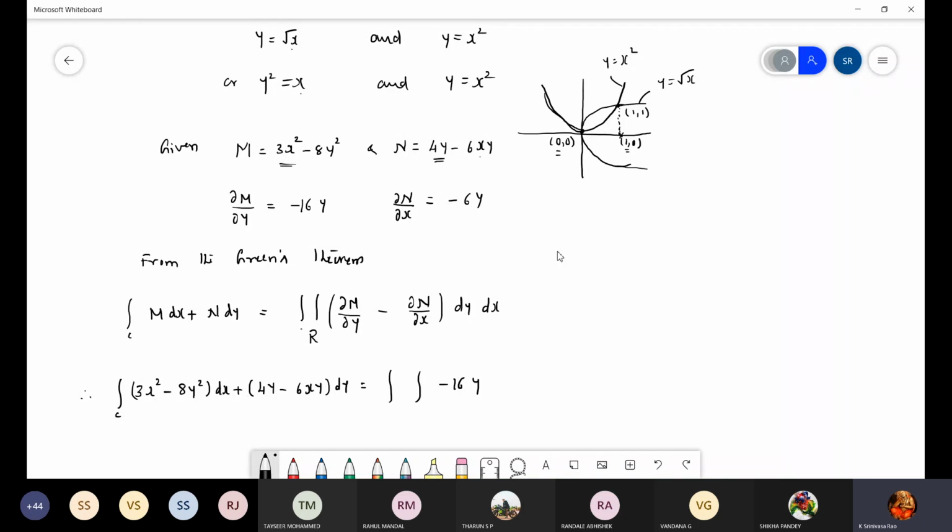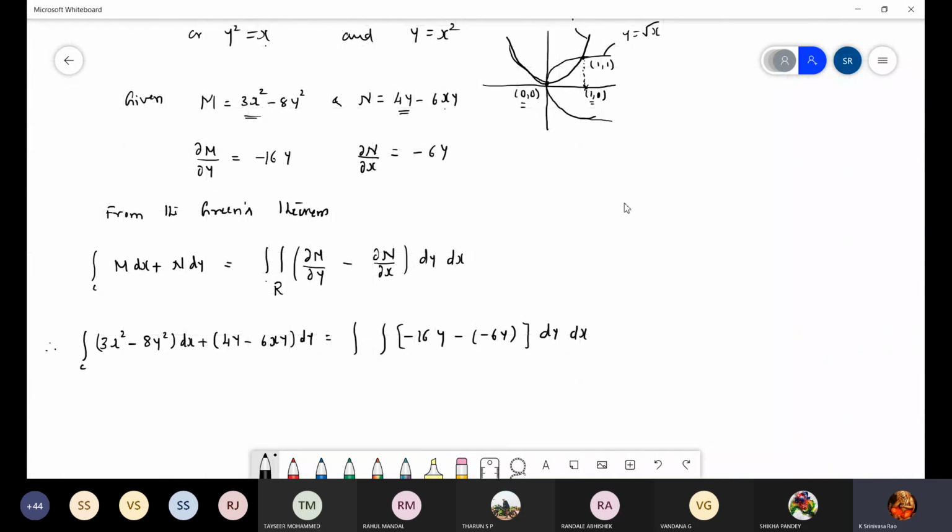Minus 16y minus dou n by dou x, which is minus 6y. Okay, so minus into minus becomes plus. So this is multiplied by dy dx. Can you tell what is the limit for x and y according to this diagram? In the diagram, you vary the x value from 0 to 1. It is constant. There is no doubt in the outer integral. It varies from 0 to 1.